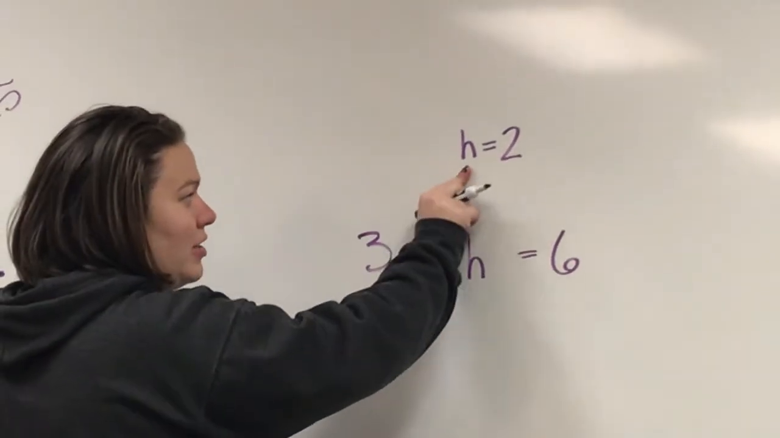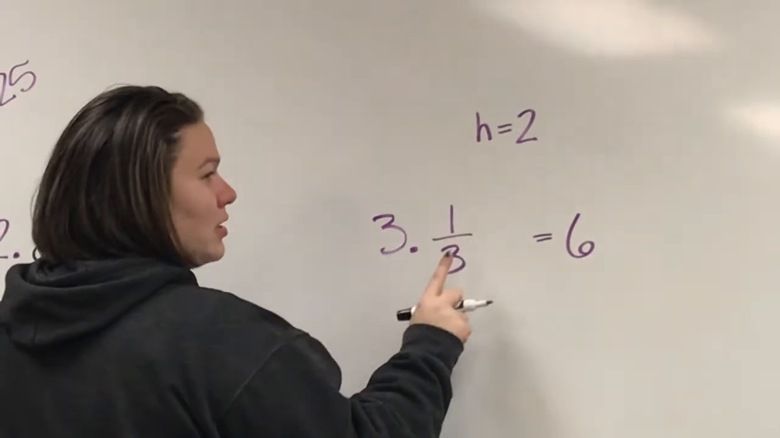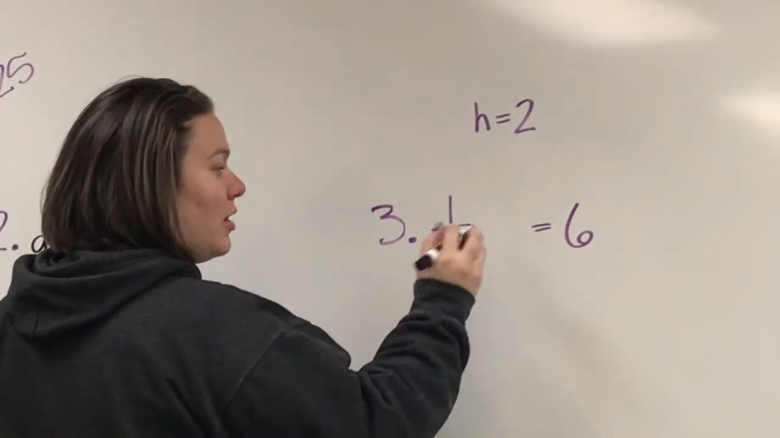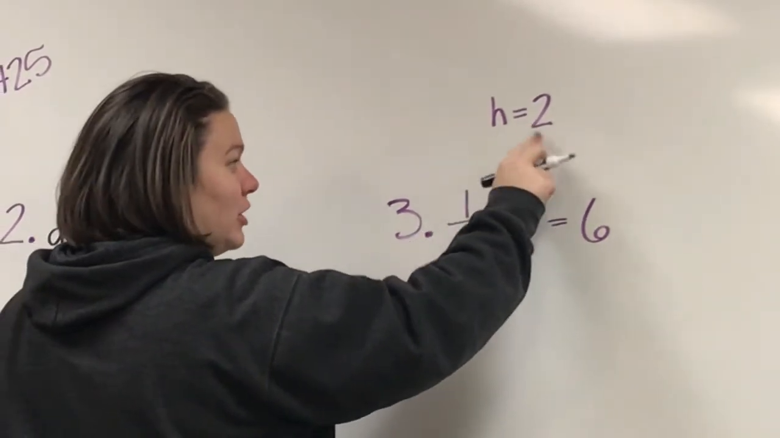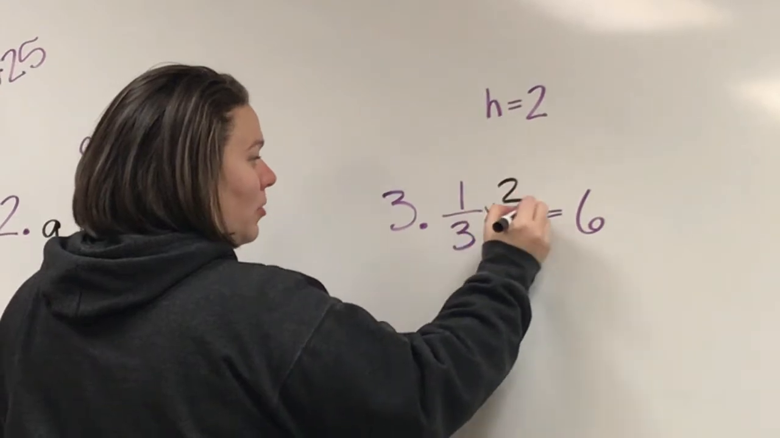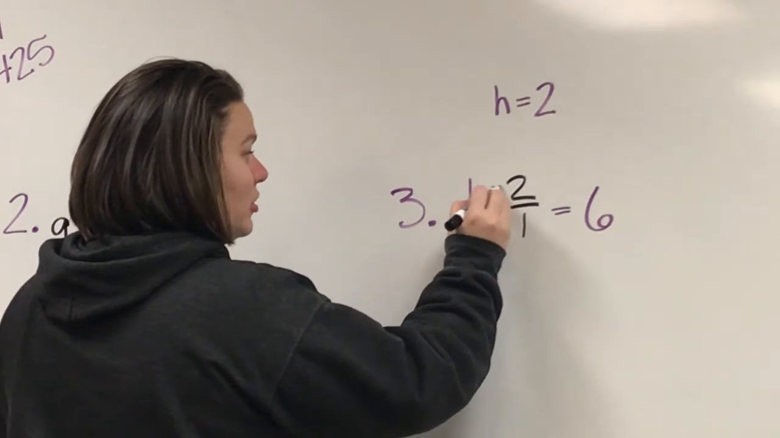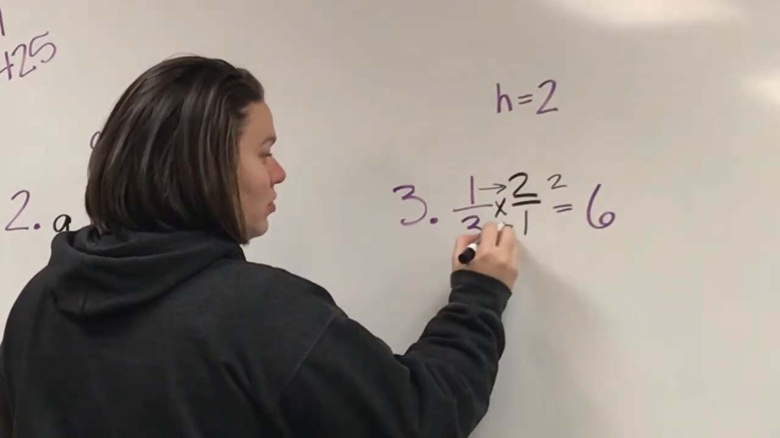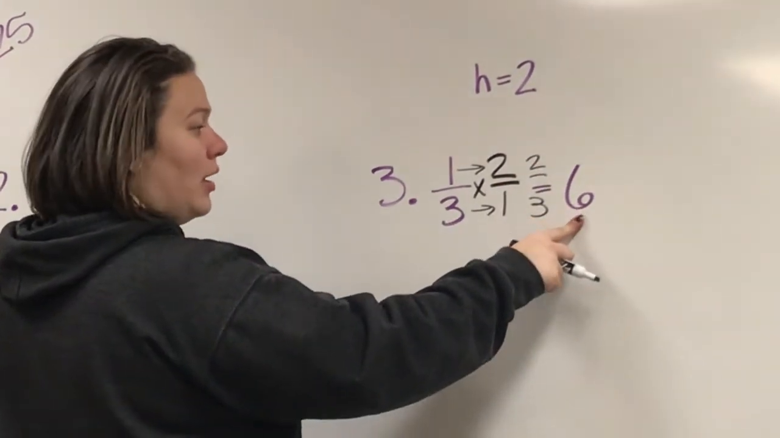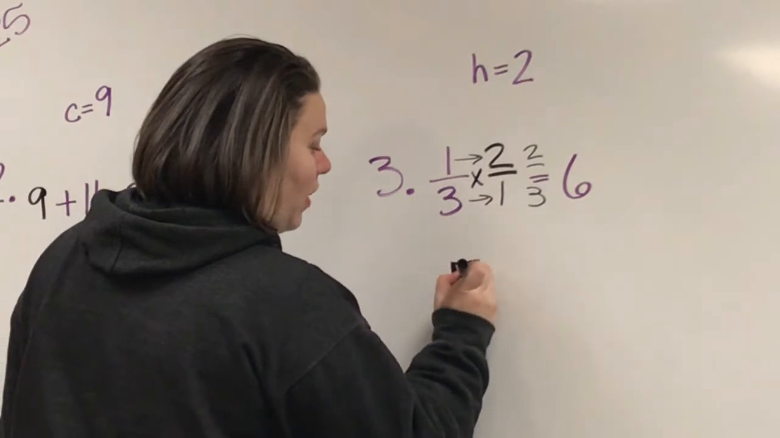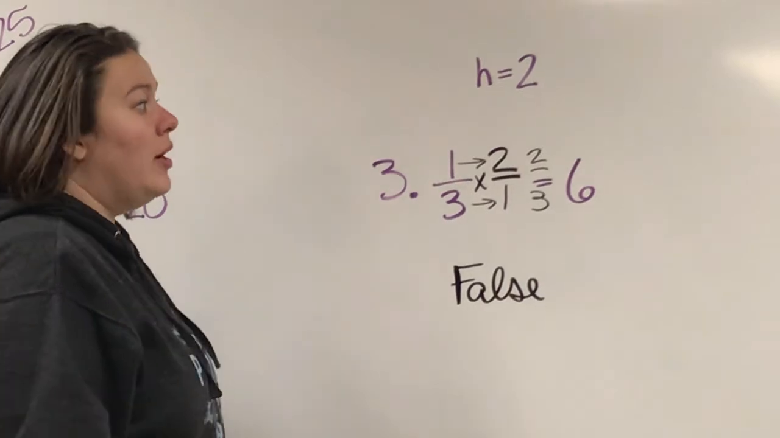They're saying that h is equal to 2. So I'm going to erase this, and since this fraction was touching the letter, that means I have to multiply. How do you put a whole number into a fraction? You put the whole number on top and you put a 1 at the bottom. To multiply fractions, you just go straight across, so that would be 2 over 3. 2 over 3 is not equal to 6, so this would be a false solution. They're saying that it's 2, and that's not true.